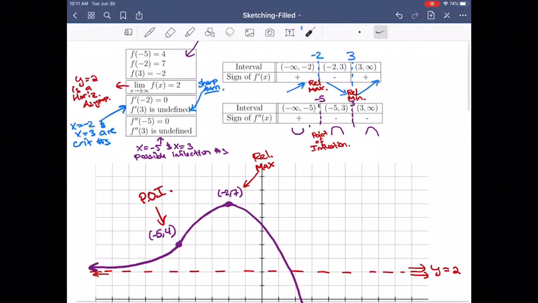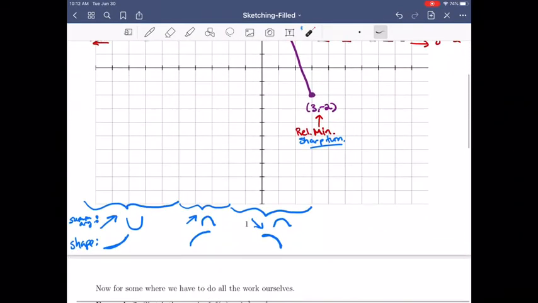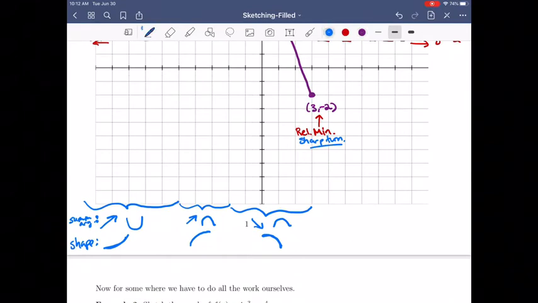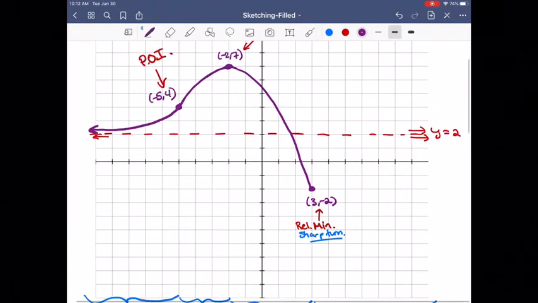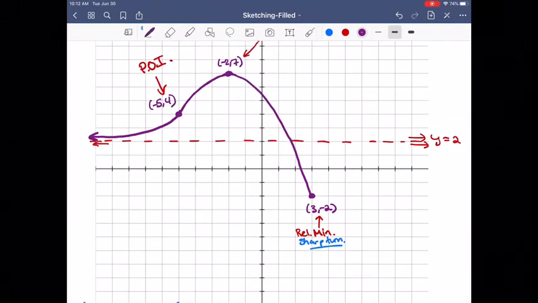And then the last interval is 3 to infinity. On this last part, now we're increasing, but we're still concave down. So my shape is going to look something like that. I know this is a sharp turn, and I know that I'm going to approach y equals 2. So it has to be something like that. So we're concave down, but we're increasing. So we're going up as we move to the right.